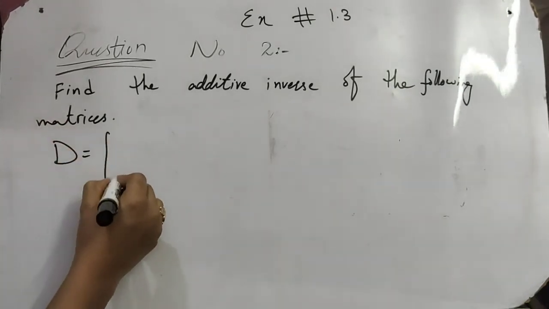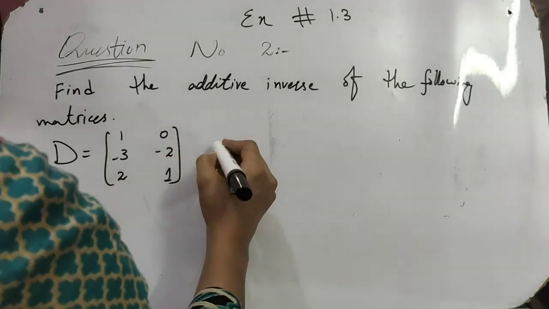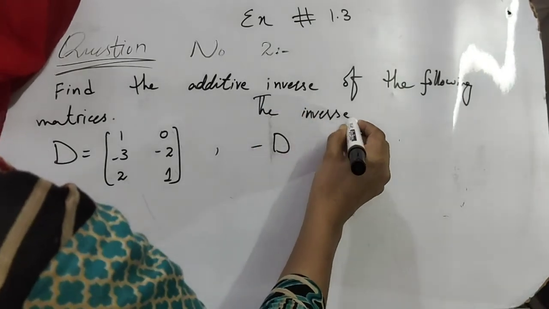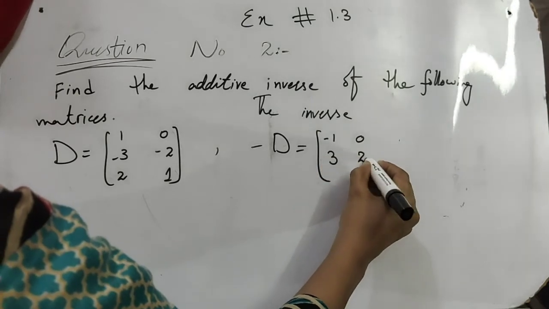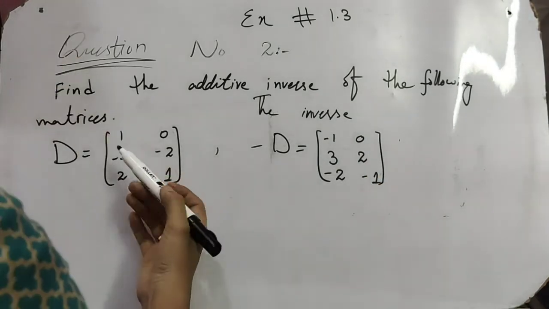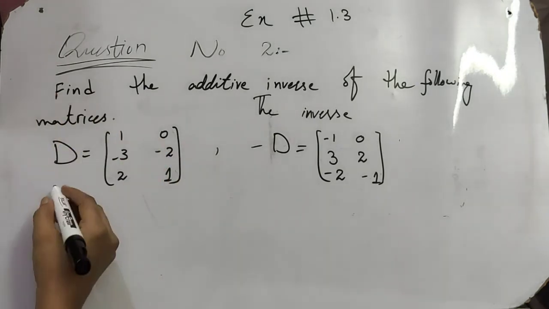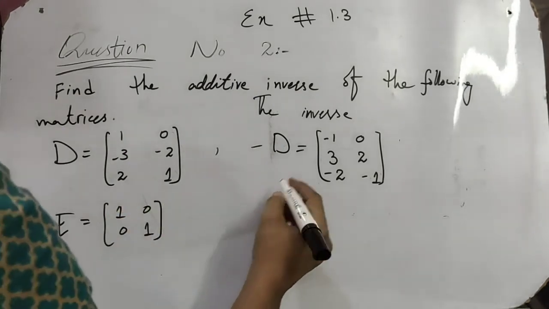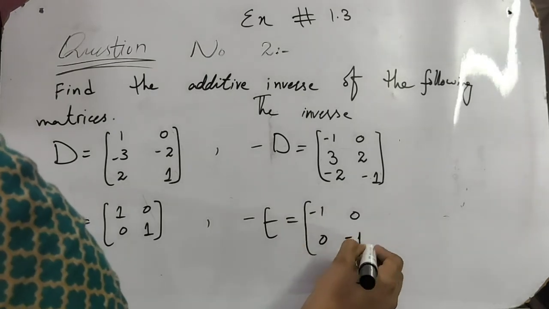The D part is equals to 1, minus 3 and 2, 0, minus 2 and 1. So the inverse, minus D, will be equals to minus 1, 0, 3, 2, minus 2 and minus 1. It means the positive sign will become negative and the negative sign will become positive in the additive inverse of that matrix. So E is equals to 1, 0, 0, 1, 1. So the inverse of E is minus E, which will be equals to minus 1, 0, 0, 1, minus 1.